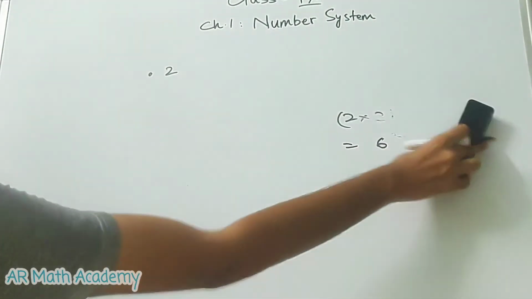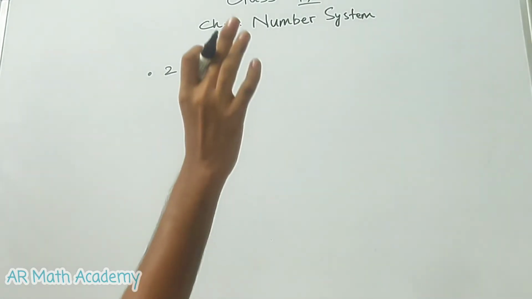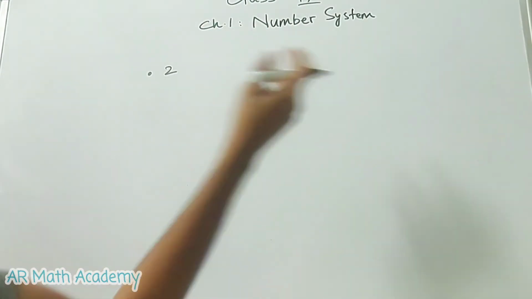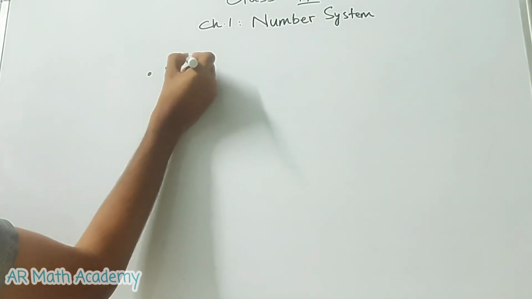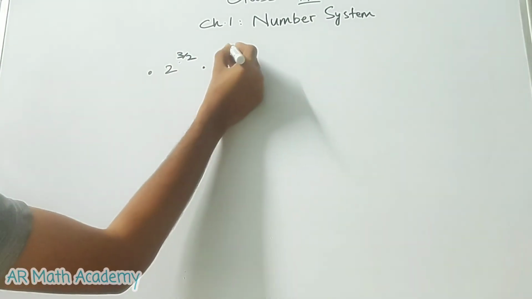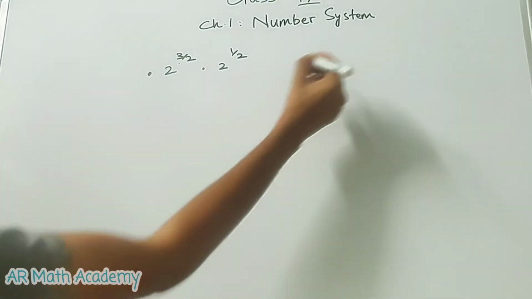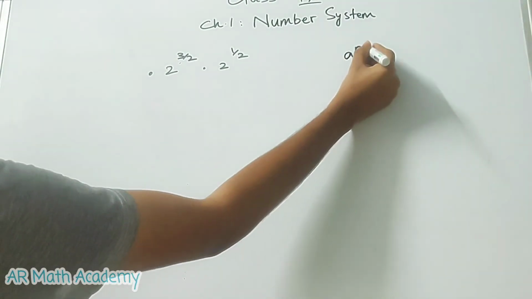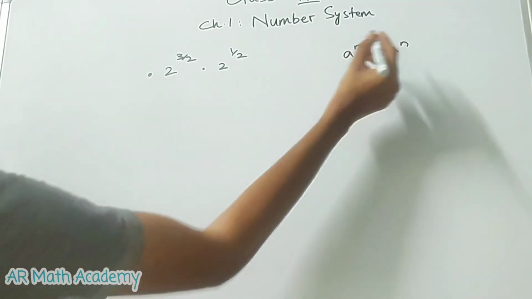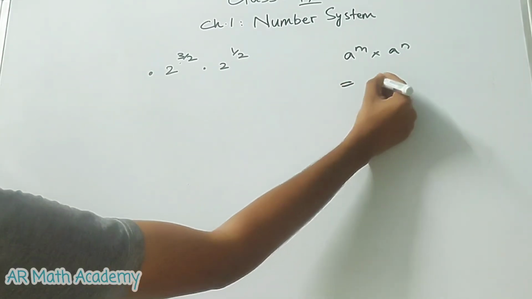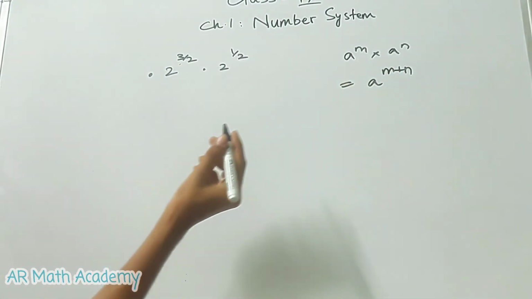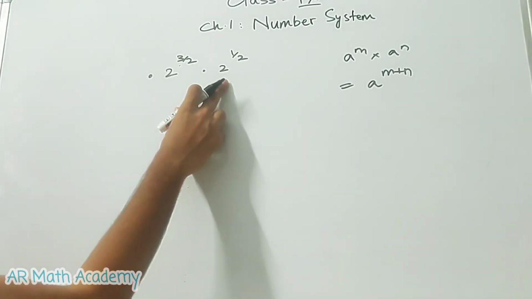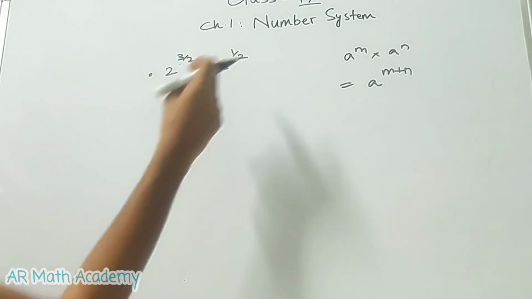But this same law can be applied for fractional powers or negative powers. Let me give you an example. 2 power 3 by 2 into 2 power 1 by 2. Now what does this mean? Times a power m times a power n. Now what does this bring us to? It brings us to a power m plus n, right? So we have a in the base and in the power we have different powers.